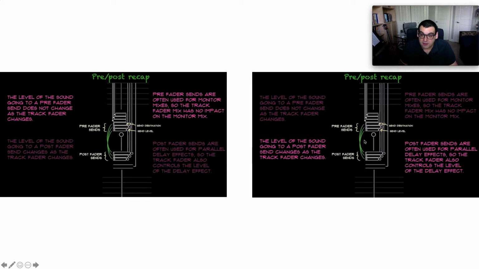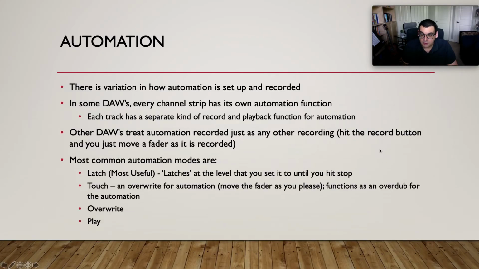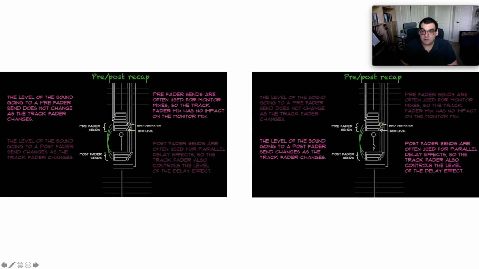But post fader, the signal has gone through the fader, and you set up your levels. The level of the sound going to a post-fader send changes as the track fader changes, as you set it. And just as a recap, post-fader sends are often used for parallel effects. So if you want to have effects happening at the same time, like reverb and delay, this allows the track fader to control the level of that delay effect or whatever effect you put in there, because the signal's already gone through the fader, and now you can set those levels.